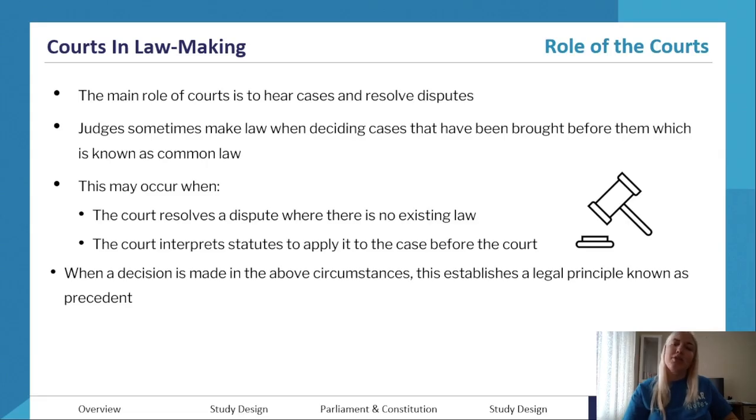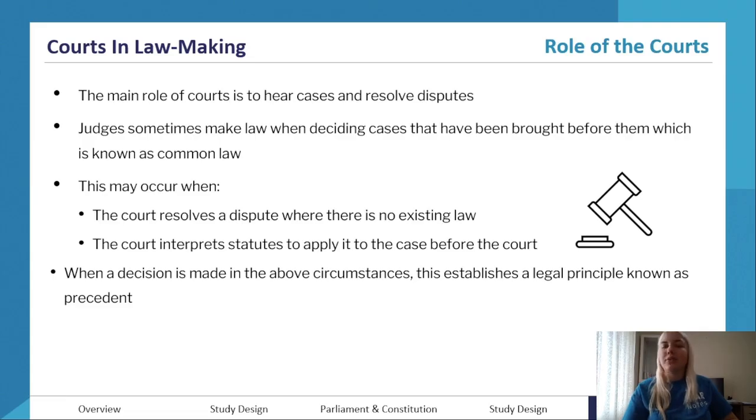Now, courts also have a role in making their own laws. Judges sometimes make law when deciding cases that have been brought before them, which is known as common law. Judge-made law is referred to as common law. Law that is created in the course of resolving disputes.